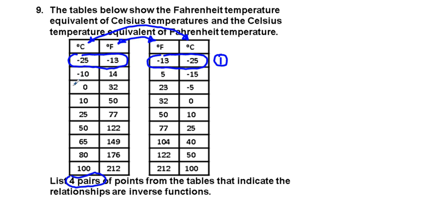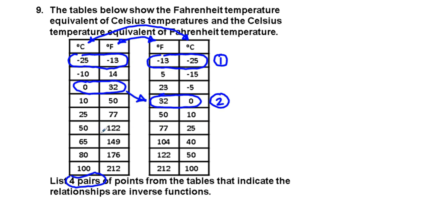But here, the y-intercept, 0 comma 32 of the Celsius to Fahrenheit conversion is the x-intercept of this one right here. So that's going to be our second point.